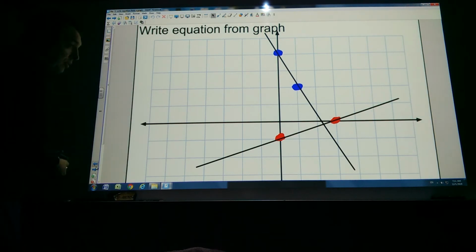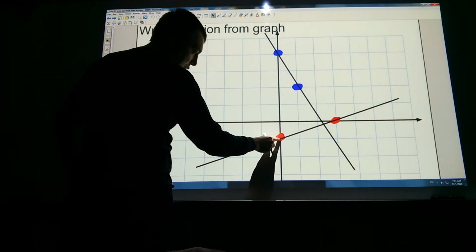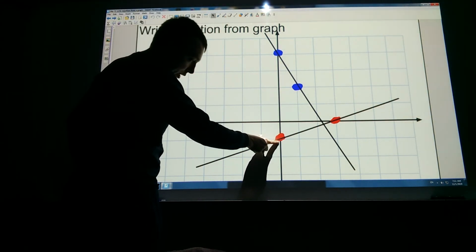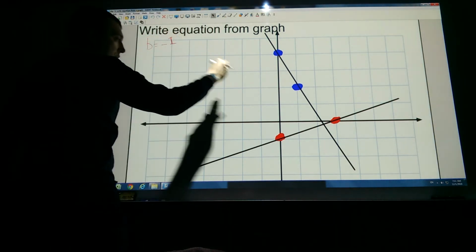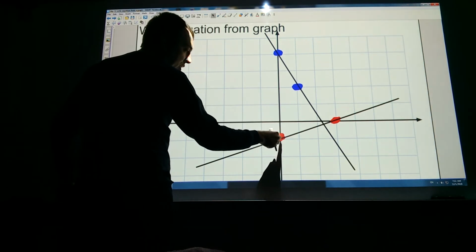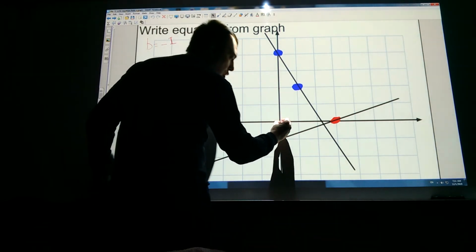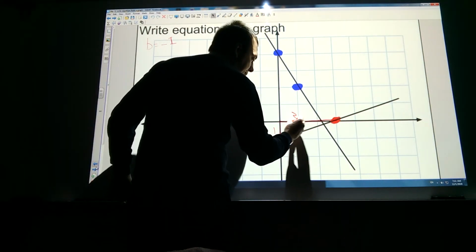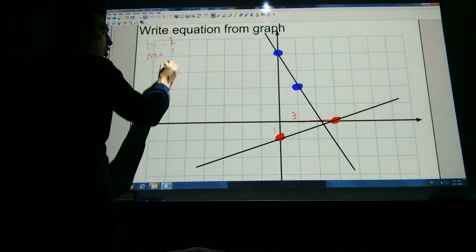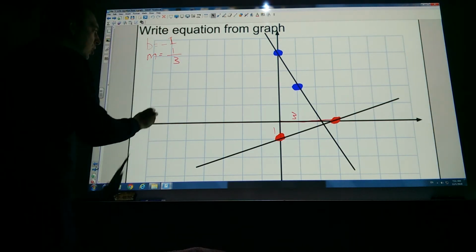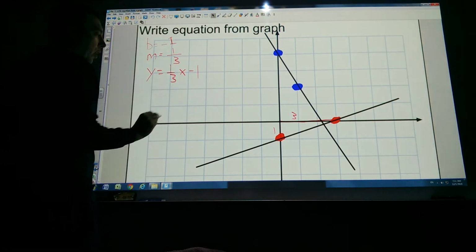All right, here we go. I'm going to do the red first. Red. The y-intercept is -1. So this is 0, go down 1, -1. Then I count up and over. I go up 1, over 1, 2, 3. So the slope is up 1 over 3. The slope is 1/3. So the equation is y equals 1/3 x minus 1.